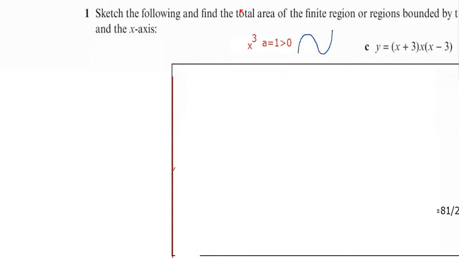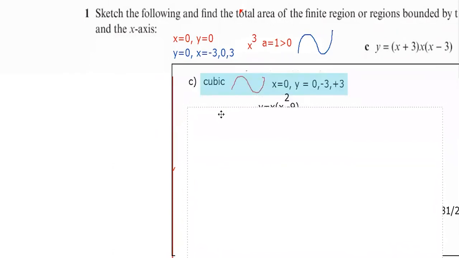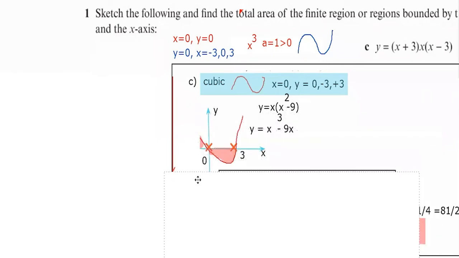Our next step would be, when x is equal to 0, what is y? So when x is equal to 0, we find that y is equal to 0. And the next step that we follow would be, when y is equal to 0, what is x? We find that x is equal to minus 3, 0, and 3. Now we're ready to sketch the graph. So here we go. A cubic graph, x equals 0, y is equal to 0, minus 3, and plus 3. And we end up with this sketch.